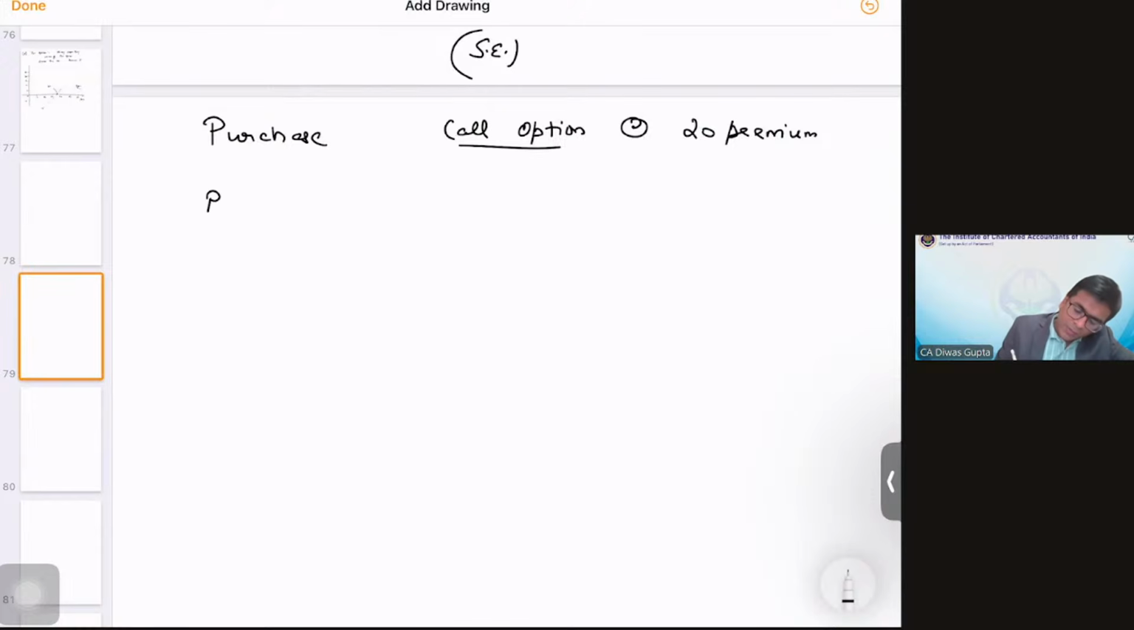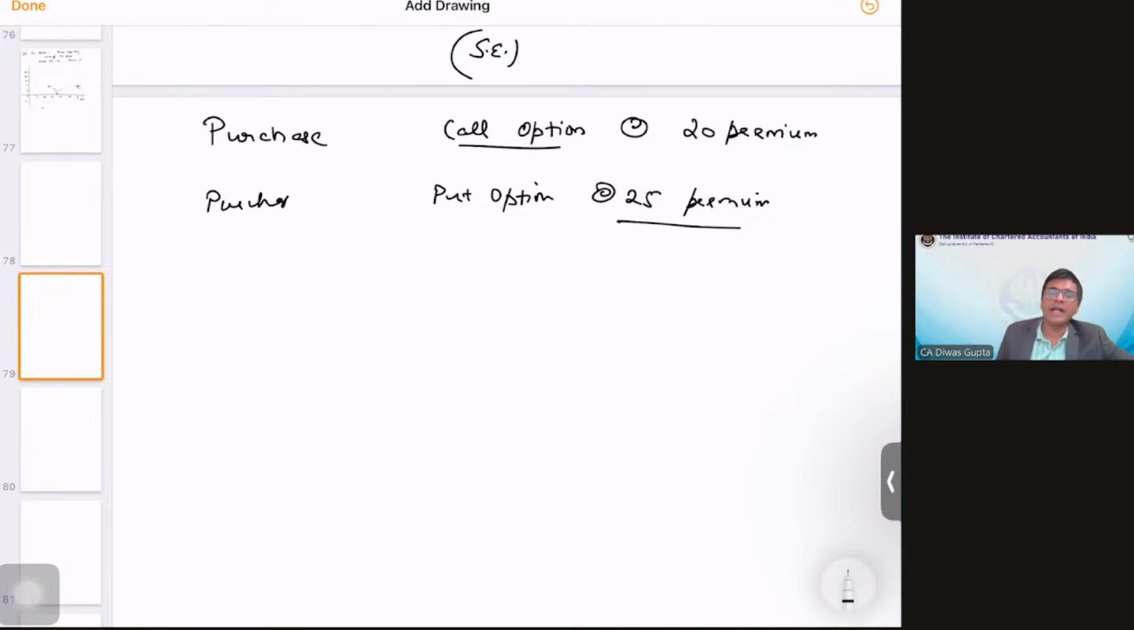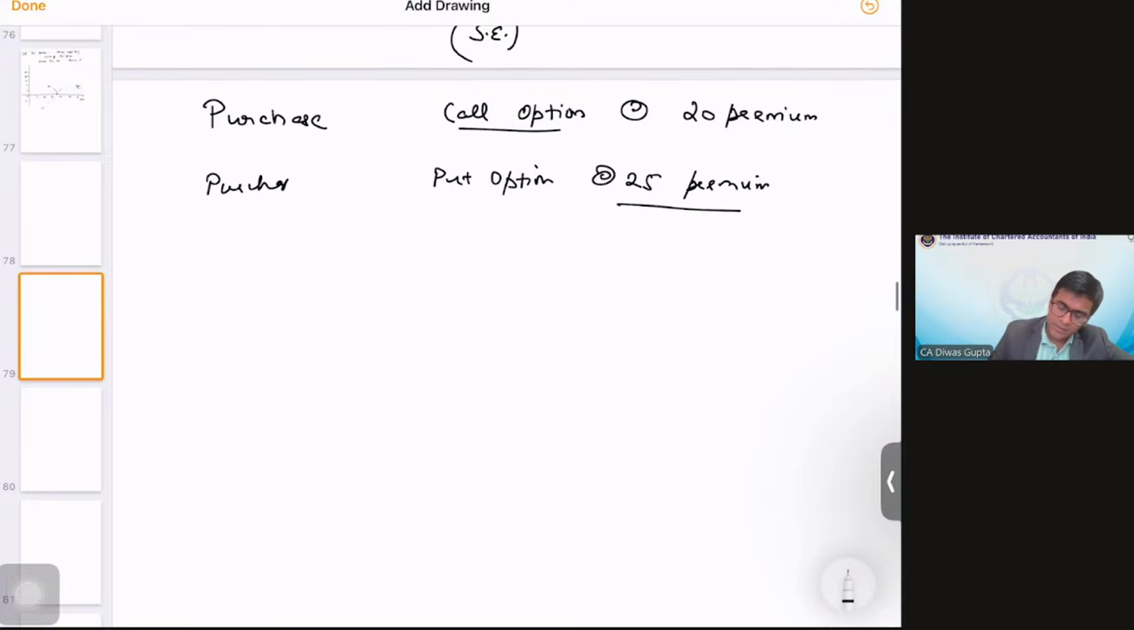Similarly, if you want to purchase a put option at the rate of 25 rupees premium, let's say the pricing is there. That means the price of that put option becomes 25 rupees, correct? And at that price you are purchasing the right to sell, students.